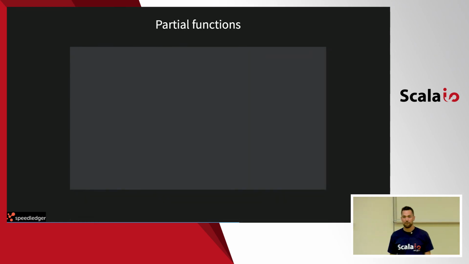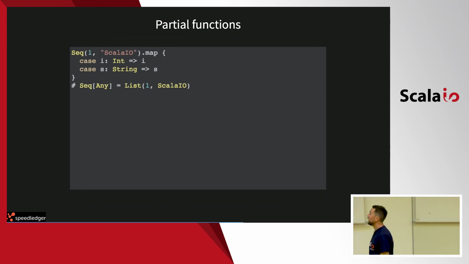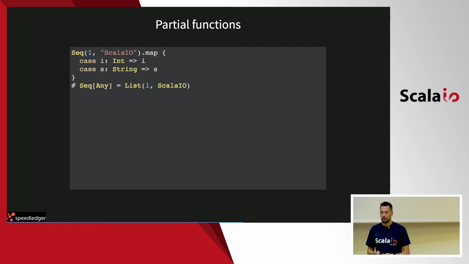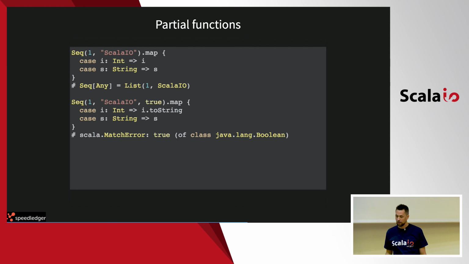Partial functions is handy if you want to do different stuff depending on type or depending on different situations. In this case, we take a sequence of any, where we have an int and a string, and we just take them out. We don't do anything with them. So what happens here? We get an error. We get a match error. That's because we haven't matched all the cases that we have had in our array.